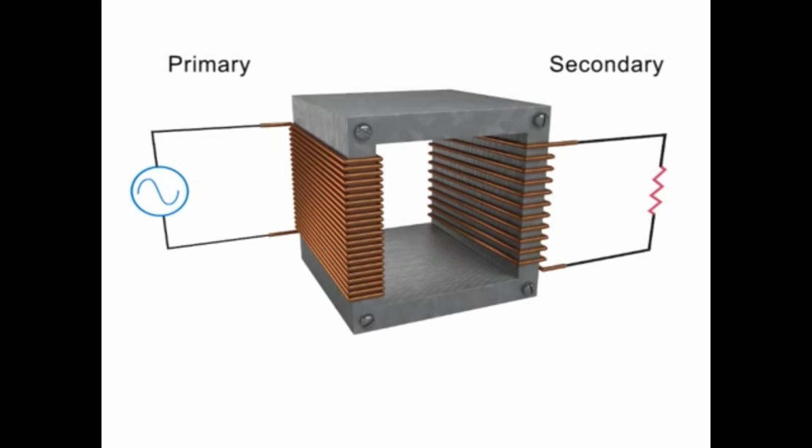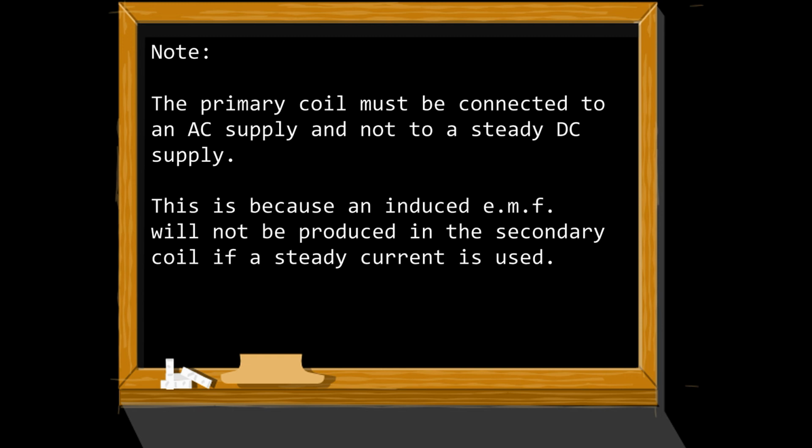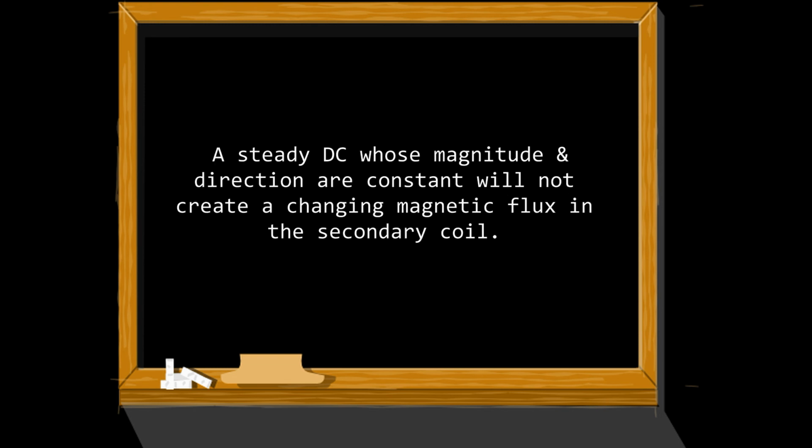It is very important that the primary coil must be connected to an alternating current supply and not to a steady direct current supply. This is because an induced EMF will not be produced in the secondary coil if a steady current is used. A steady direct current whose magnitude and direction is constant does not create a changing magnetic flux in the secondary coil.